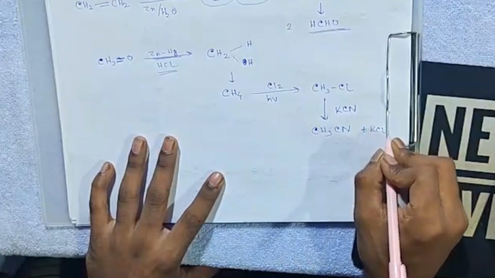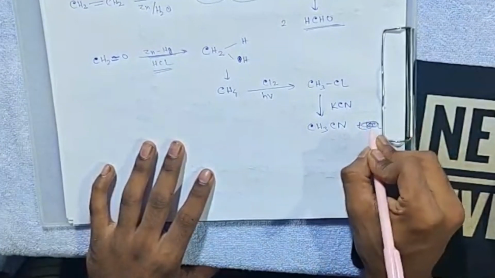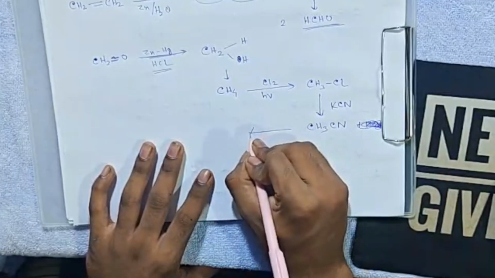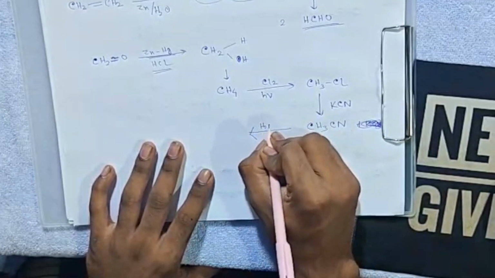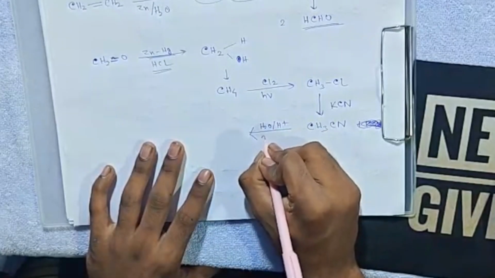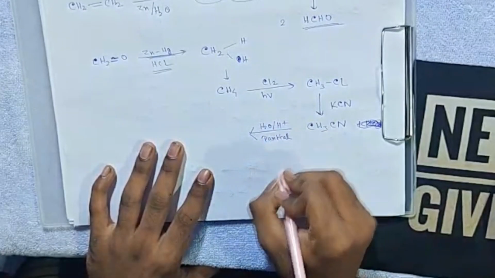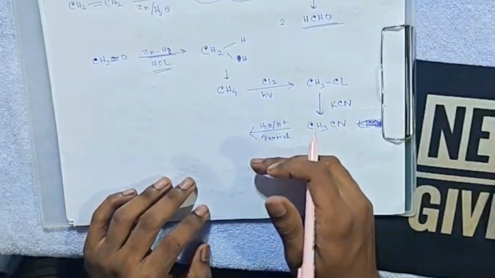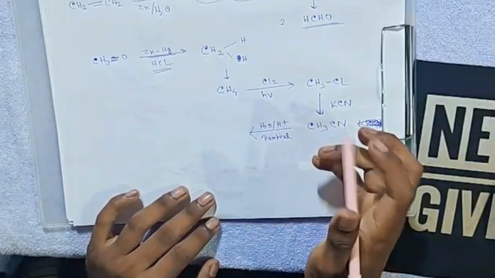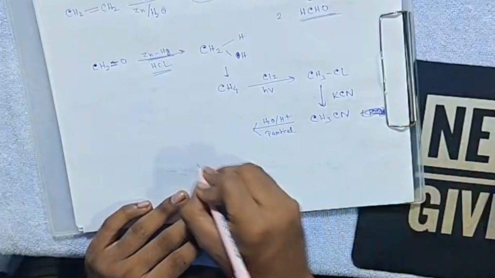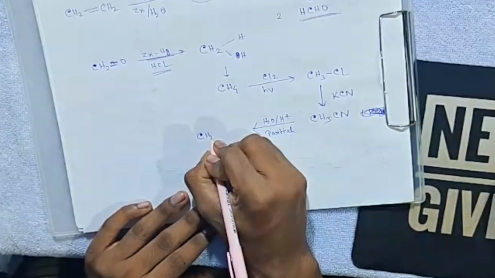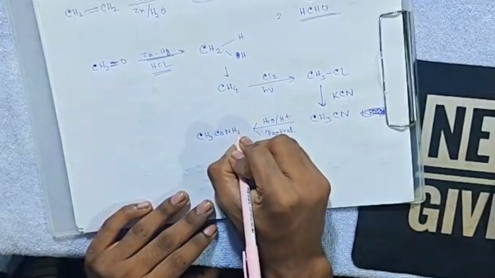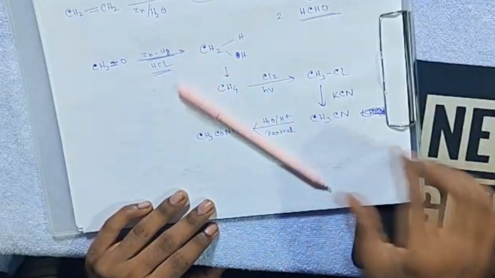Now in this, if I give H2O, H plus, partial, it means not too much water, we are giving only a little bit of water. If you are giving partial, that time what happens? CH3CONH2. Simple. CH3CONH2.